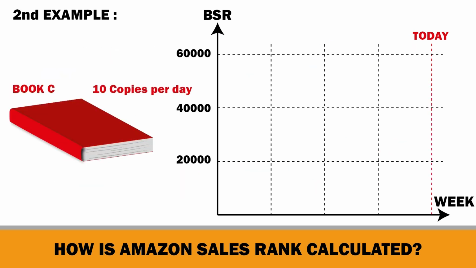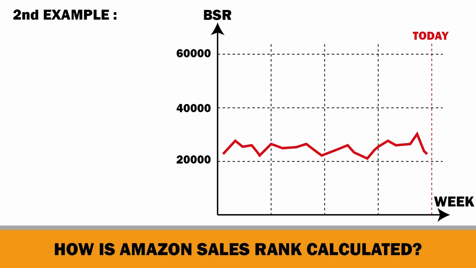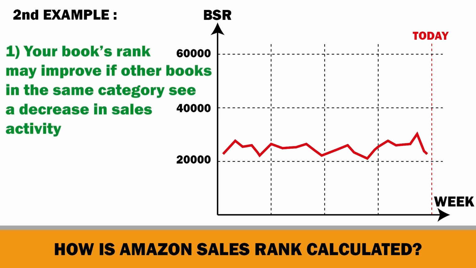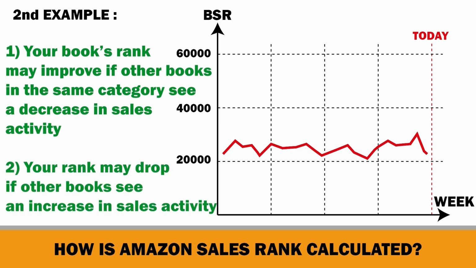The second example. Imagine your book, called Book C, sells 10 copies per day for a month, and its BSR stays between 25,000 and 30,000. Even though it keeps the same sales quantity, when you check, you may see higher or lower BSRs for your book. As we noted on our list, rankings are relative. Therefore, your book's rank may improve if other books in the same category see a decrease in sales activity. Or, your rank may drop if other books see an increase in sales activity.